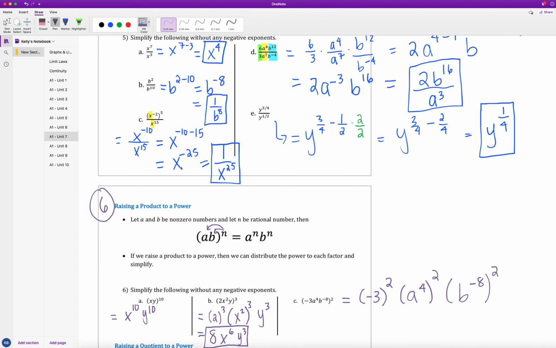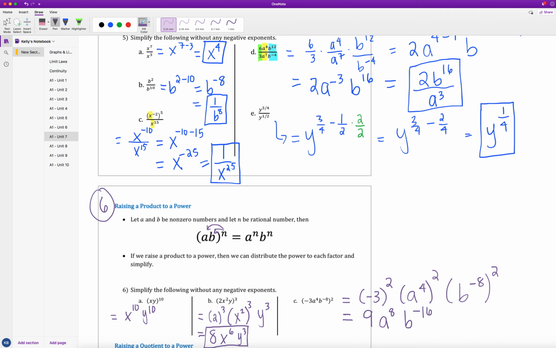Now from here, I can simplify each one of these. So -3 squared will give me +9, because I have a negative times a negative. A to the 4th to the 2nd, remember, is a power to a power, so I'll multiply those and I'll get a to the 8th. Likewise, b to the negative 8 to the 2nd is a power to a power, so I will multiply those and I'll get b to the negative 16th then.